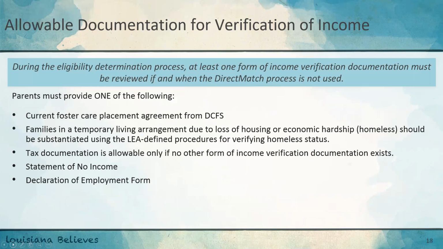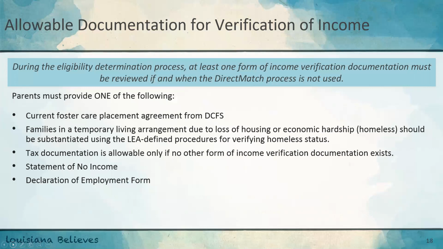Children in foster care can be determined eligible with a current placement agreement from DCFS. Families in a temporary living arrangement due to loss of housing or economic hardship should have their homeless status verified using the process in place within each school district. Tax forms, including 1099s, W-2s, and tax returns, are allowable as proof of income only when no other documentation exists. In addition, you should only collect tax information for the most recent tax year. For example, in determining 2019-2020 eligibility, you should only use 2018 tax documentation.